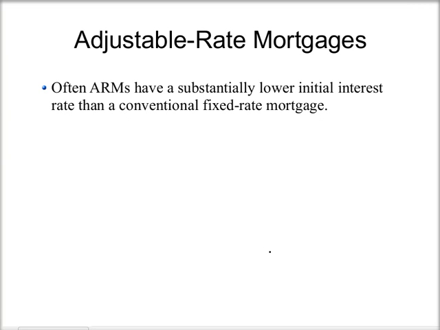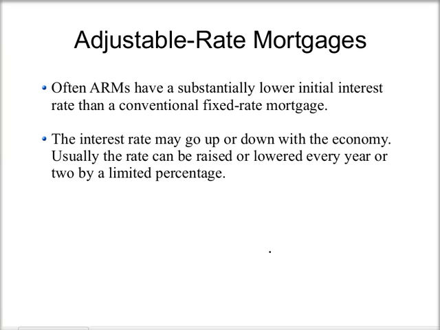Let's talk a little bit more about adjustable rate mortgages. Often, adjustable rate mortgages, or ARMs, have a substantially lower initial interest rate than a conventional fixed rate mortgage. So they start out with a lower interest rate, but that interest rate could go up or down with the economy. And usually the rate is limited, so it can be raised or lowered only every year or two and by a limited percentage. So that gives you a little bit of security that your payments on your mortgage won't fluctuate too wildly, even though they can change over time.